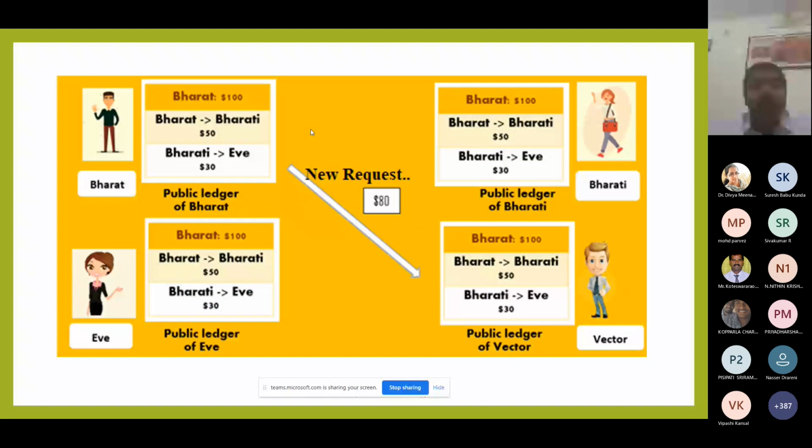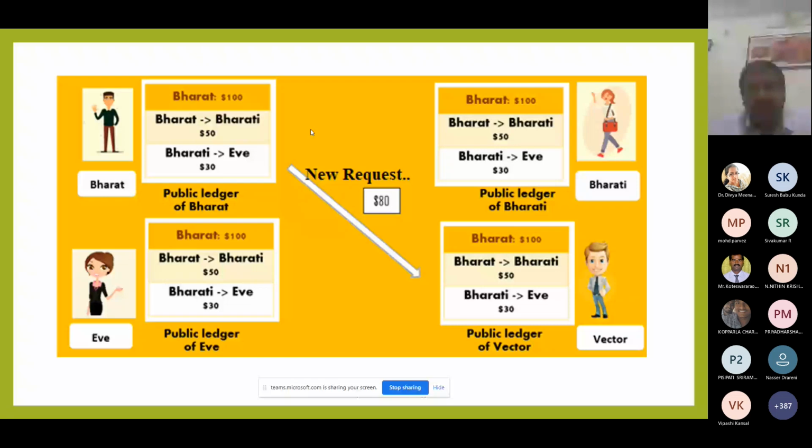Now Bharat makes a new request. Just understand how this transaction works. First, someone makes a request, everyone agrees to this, and only then is this reflected in the local copy. So Bharat puts in a new request that he wants to send $80 to Vector. This request is validated by all the users, and all the users jointly reach a conclusion, a consensus. We have a very important term called consensus, when every user reaches a common conclusion. We will see that in detail.